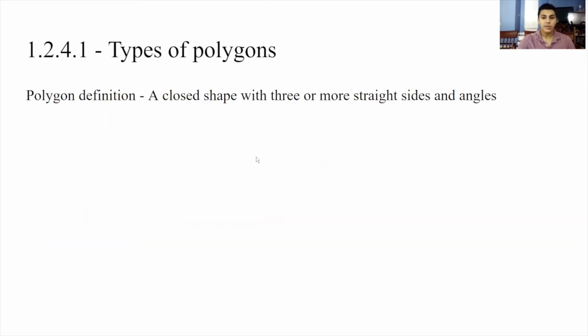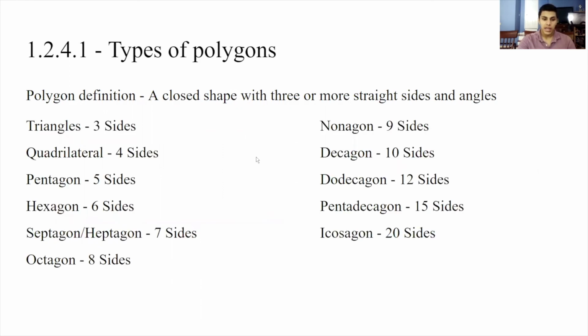Then we talked about types of polygons. We went over the definition of a polygon, which is a closed shape with 3 or more straight sides and angles. And then I told you about a few polygons you might need to know specifically by name that might show up in a question.